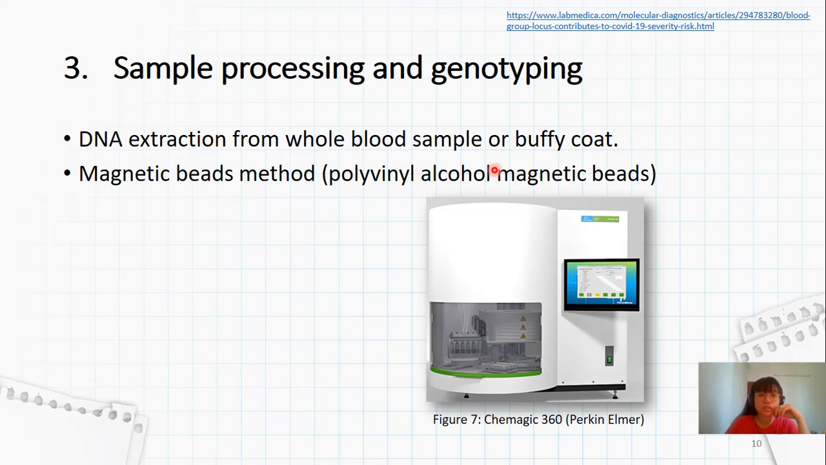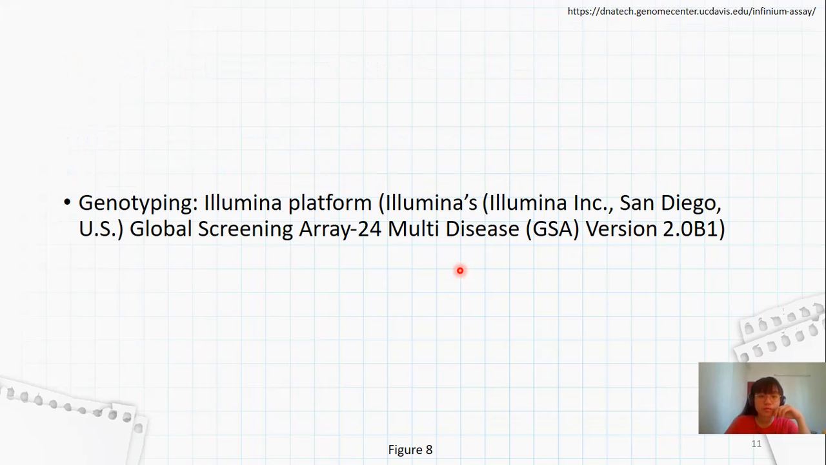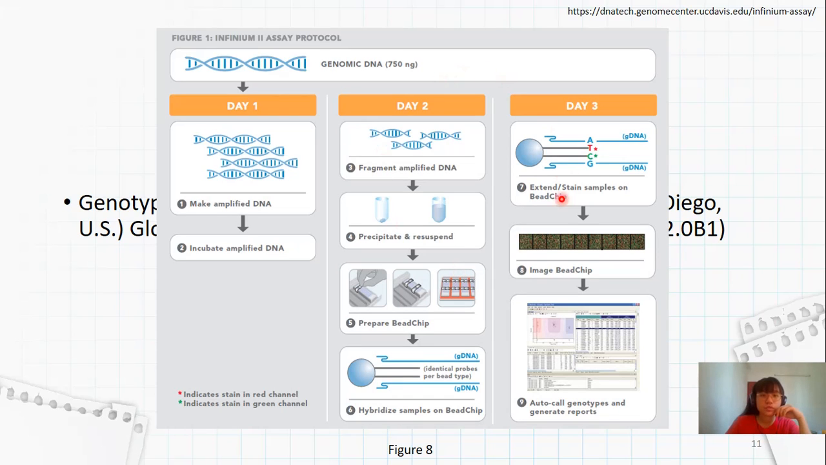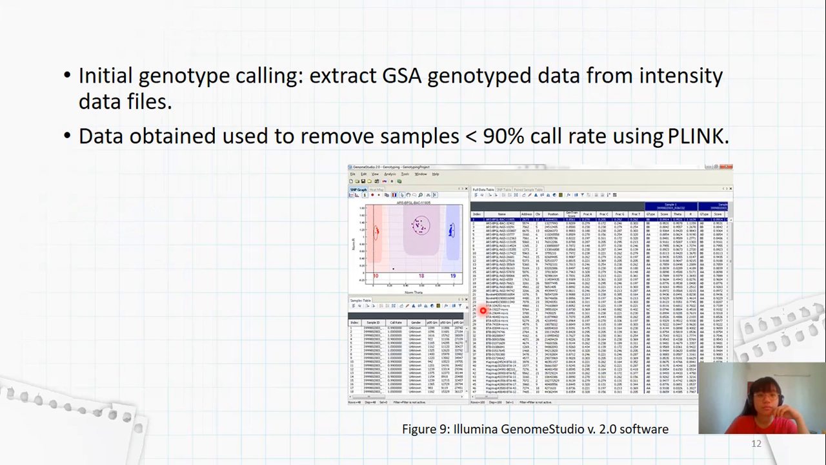Step 3 is sample processing and genotyping. DNA is extracted from whole blood samples or Buffy coat using this machine with the low volume kit or Buffy coat kit. Then the magnetic beads method is used to extract DNA. The Illumina platform is also used for genotyping. This is the brief procedure of genotyping, from quantification to amplification, followed by a series of processes, lastly imaging by the Infinium iScan to read out DNA.